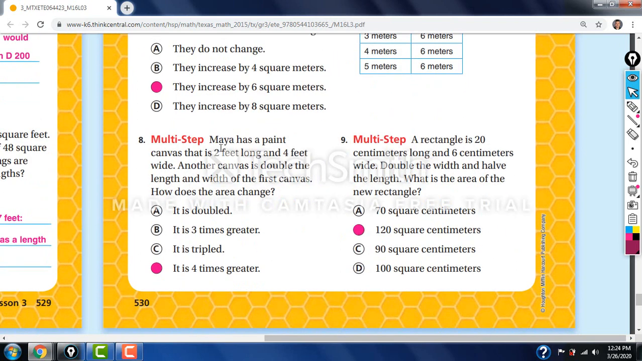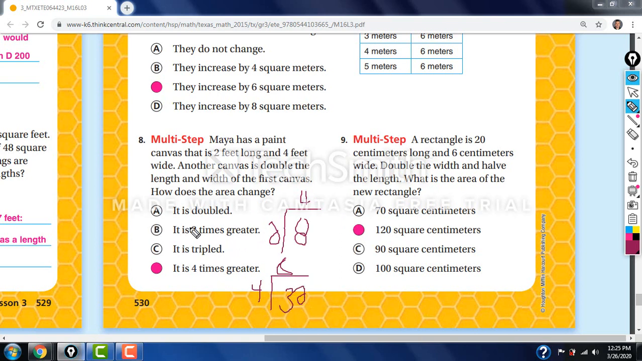Okay, let's go to the last two. Maya has a paint canvas that is 2 feet long and 4 feet wide. Again, before I start, let me draw what I know. Canvas that is 2 feet long and 4 feet wide. So I get my area. My area is 8. Another canvas is double the length and width of the first canvas. So my next one, double the length is 4. And double the width is what? 8, because I'm doubling this number here. So now what's the area? What's my answer here?